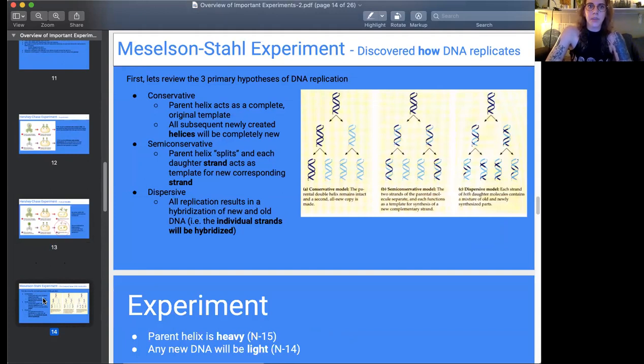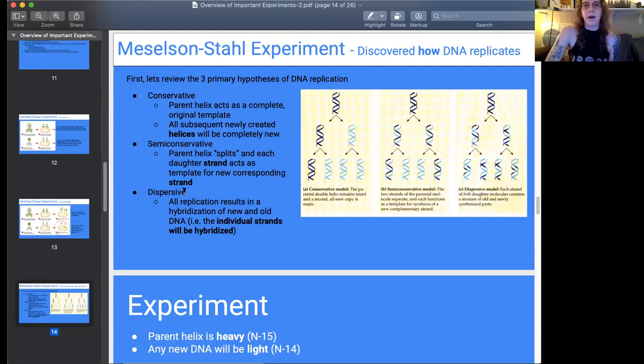How does that happen? Meselson-Stahl was able to identify which of the 3 predominating hypotheses at the time was correct. First, even before we get into the experiment, I want to review what those 3 main models were and what they look like, and then I'll go into the experimental design. There's the conservative model, the semi-conservative model, and the dispersive model.